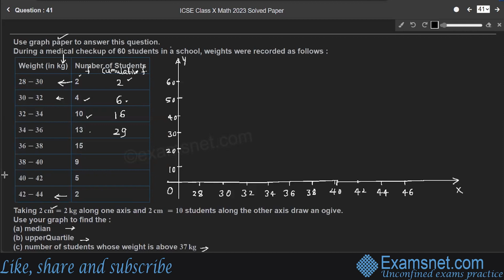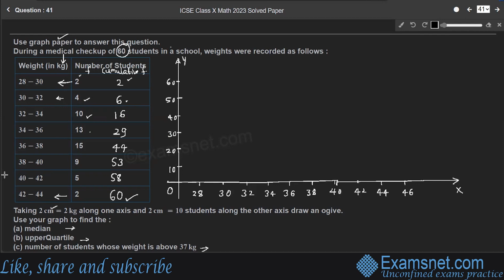Next comes 29 plus 15. 39 plus 5, 44. Right? So, 44 plus 9, 53. 53 plus 5, 58. 58 plus 2, 60. So the last cumulative frequency should be equal to the total number of students, which is 60. Right?